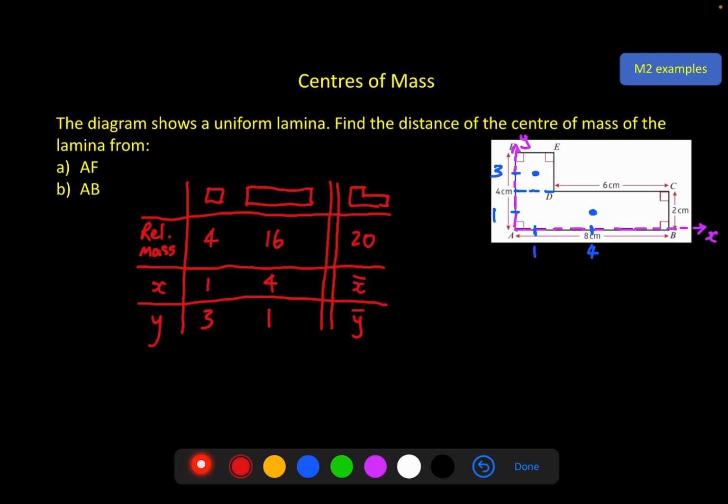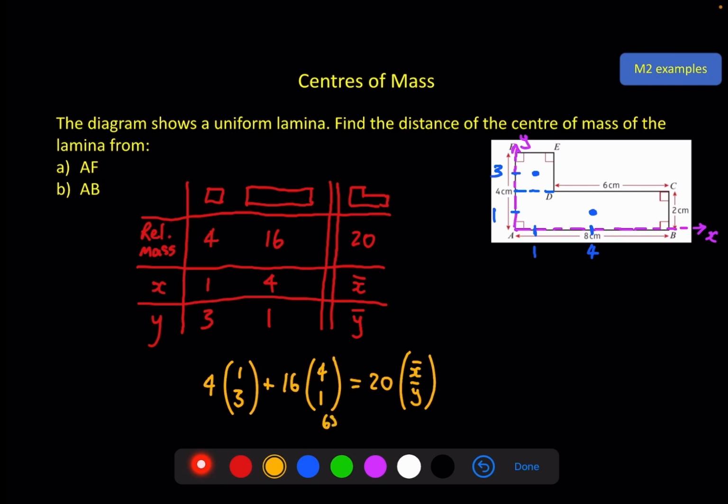Now I'm ready to form my equation as if they were particles on a plane. I'm going to do mass times this position vector, mass times this position vector, add them together, and that has to equal this mass times this position vector. So we've got 4 times (1, 3), plus 16 times (4, 1), equals 20 times (x bar, y bar). That gives me (68, 28). I'm running out of room.